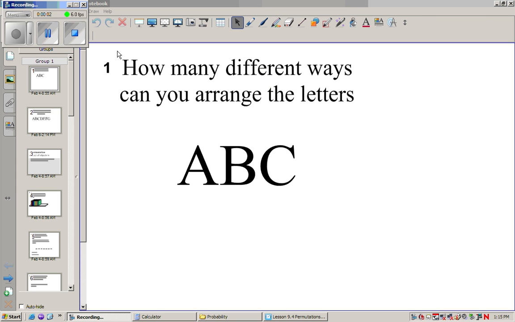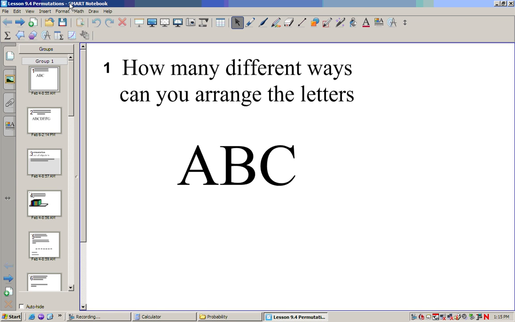Hello and welcome to the chapter on permutations. So today we're going to learn about how to permutate objects. So how many different ways can I arrange these three letters?